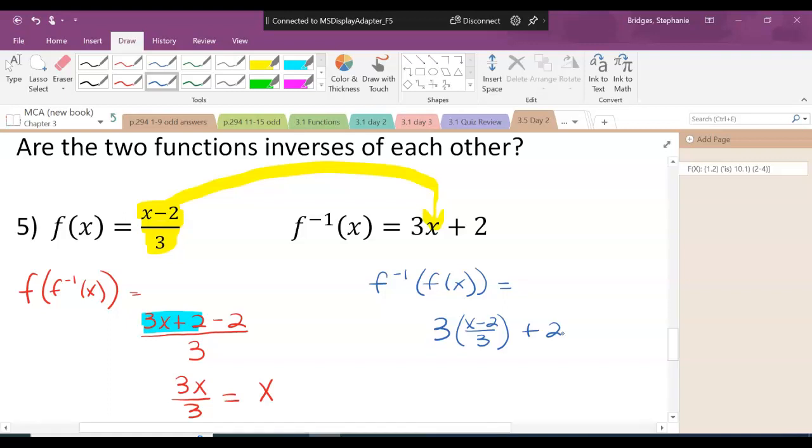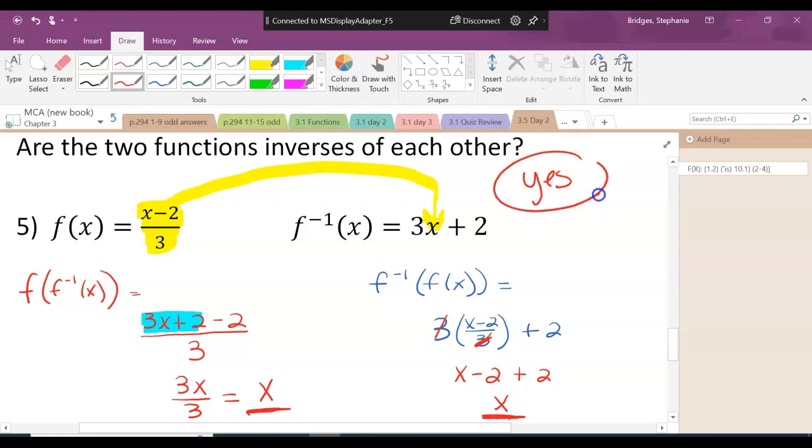Now, if I multiply 3 by something over 3, what happens to those 3's? They cancel. So that 3 is going to cancel with that one, leaving me with just x minus 2. And then I have that plus 2. And what does that simplify to be? X. So here's my proof that both of them simplify to be x when I do the composite function either way. So therefore, yes, these are inverses. Sorry, not a function.